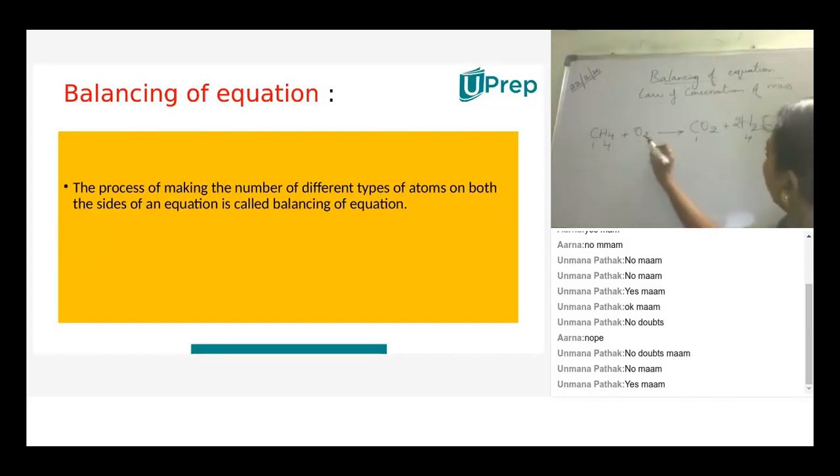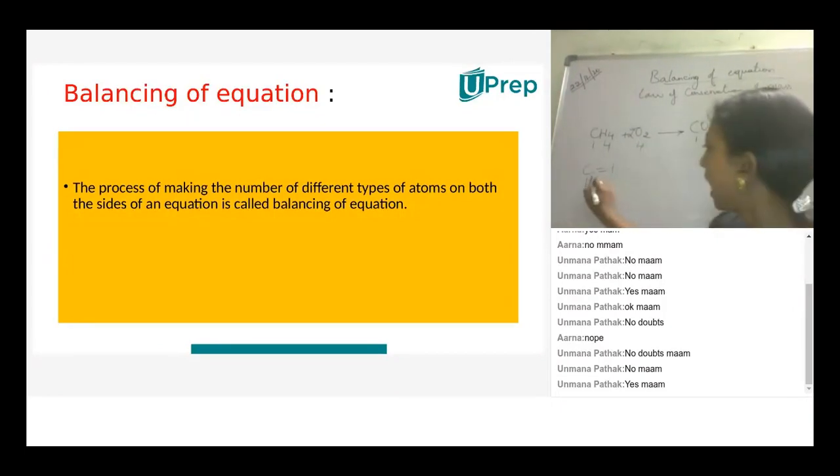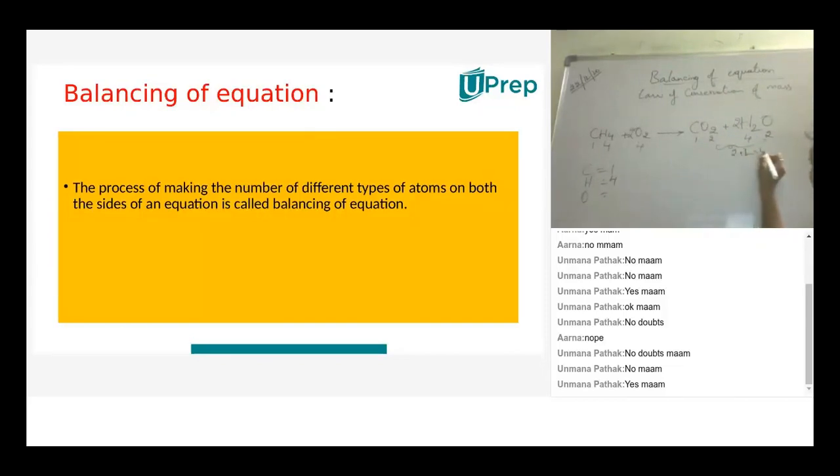Now see about the oxygens. How many oxygens are here? 2. Here how many oxygens are there? 2. 2 oxygens. And here how many oxygens? 2 into 2. So 2 plus 2, 4. But here how many oxygens are there? 2. So I need to add 2 over here. 2 into 2, 4. That means carbon 1, both sides balanced. Hydrogen 4, both sides balanced. And oxygen, here 4 but only 2 were there, so I have added prefix 2. So how many oxygens? 4. Is it balanced or not? It's balanced. Shall I give a few more examples? Yes, ma'am.